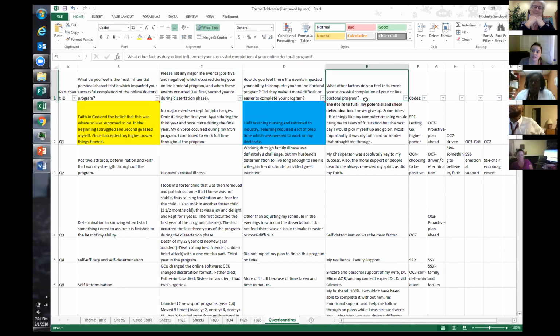Now I had my resilience scale, and I used my resilience scale as part of my triangulation. I really wanted to find out what is the overall level of resilience. That's my first research question. What is the overall resilience level of doctoral graduates?